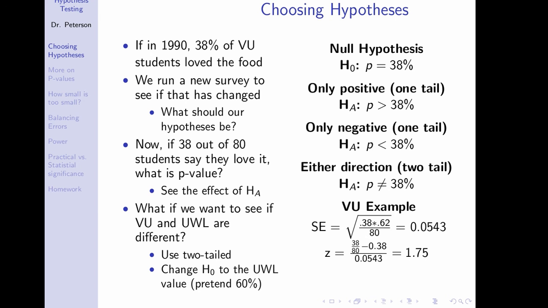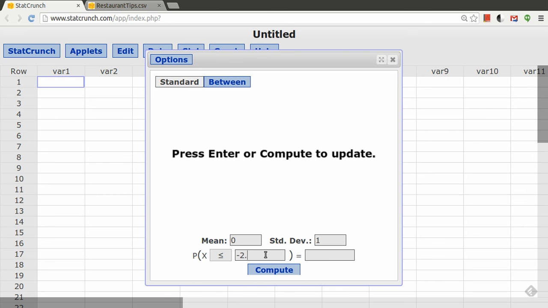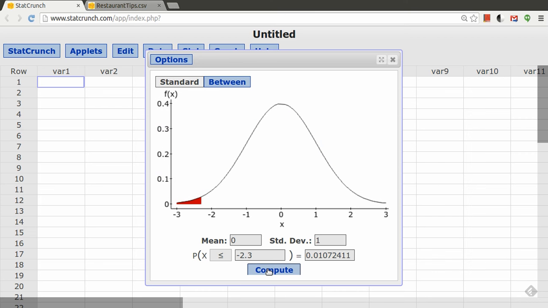This approach assumes that the actual value of UWL is exactly 60%, and not that this is just taken from a sample survey. If we plug this into our z-score calculator, we just change our null hypothesis here, get a different z-score, which we would then put in over here, negative 2.3, compute, and now we can see that our p-value is 0.01 in one tail. If we double, it would be 0.02.